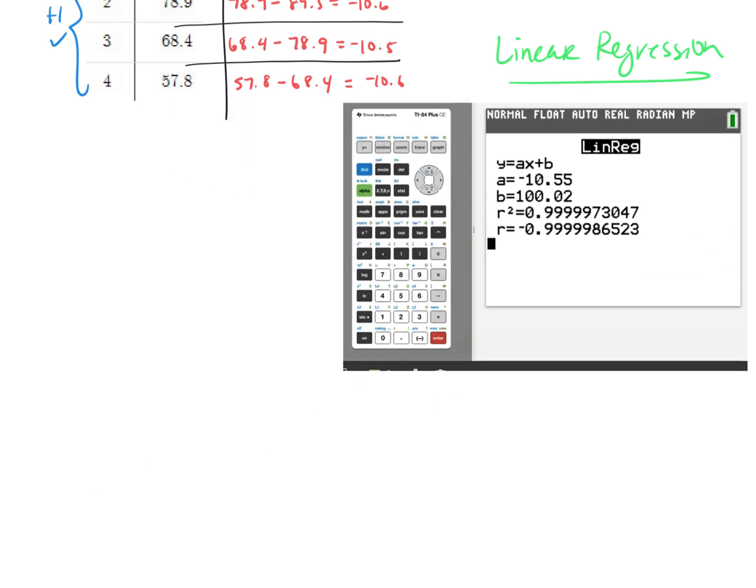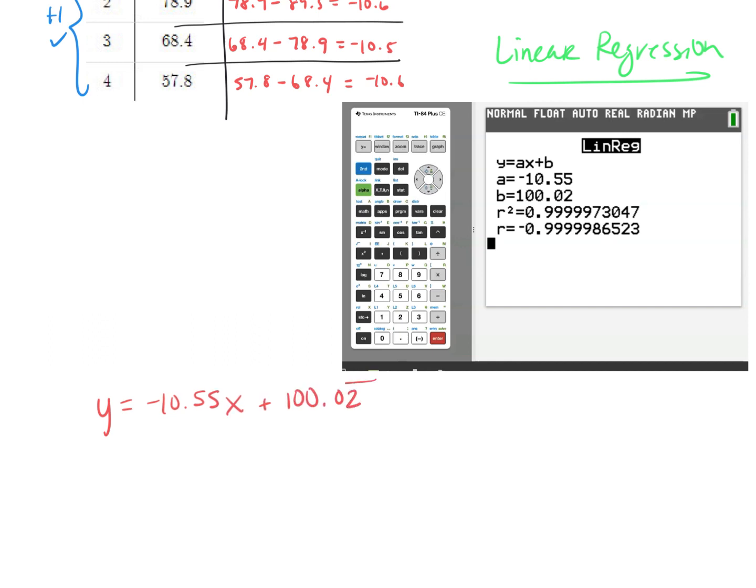Okay, so we can see that we're going to have the form y equals AX plus B, and the A value is negative 10.55. So negative 10.55x. Our B value is 100.02, so plus 100.02. And here is a function that best models the data, and it is linear. It's an x to the first power, and our calculator calculated the best linear model for our data.